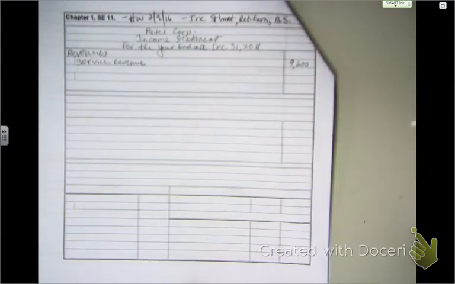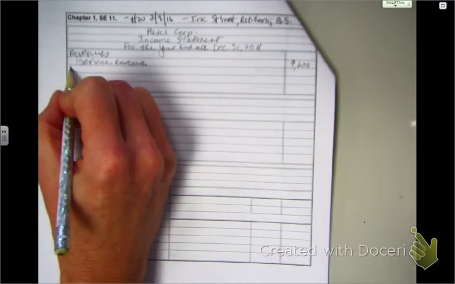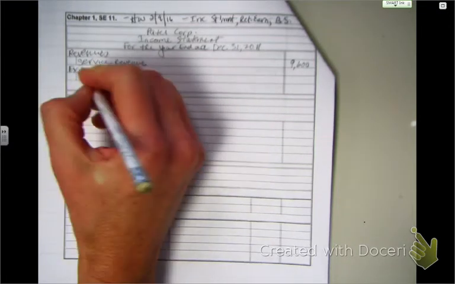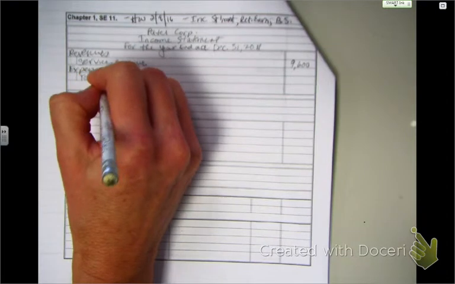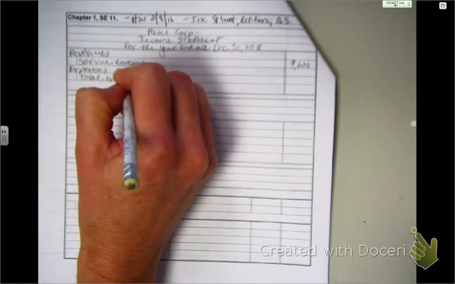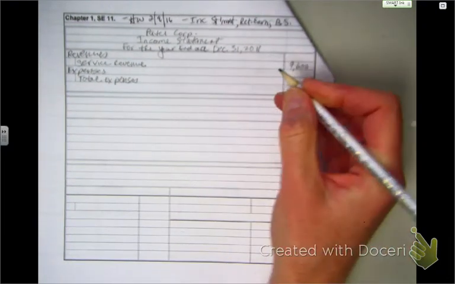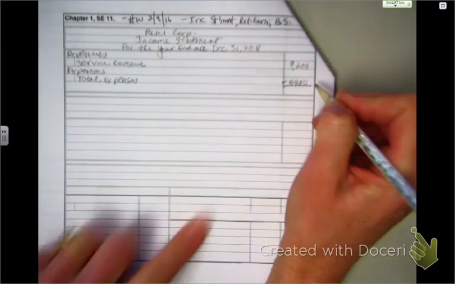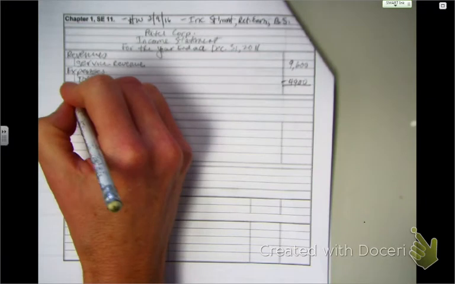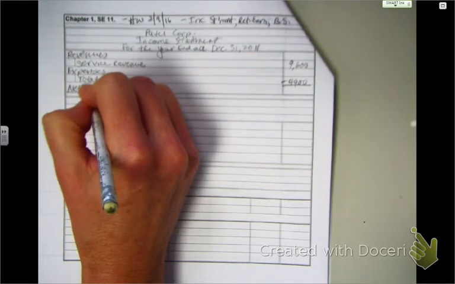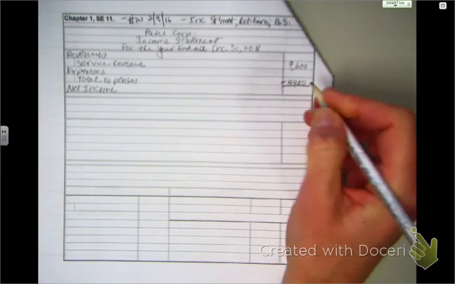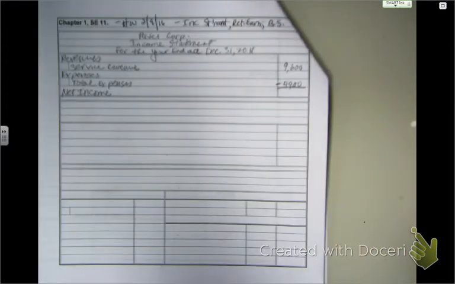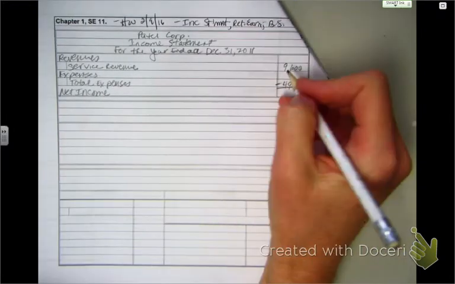No. Good. Okay. Then what do we have next? We had expenses. Yes. Total expenses. They made it simple for you. We had just total expenses. Right. And then that equals your net income or loss, and in this case it is a net income. So what did you come up with here? 4,700. Good.